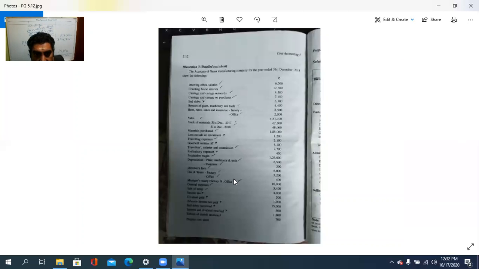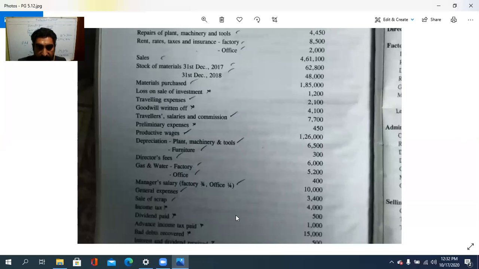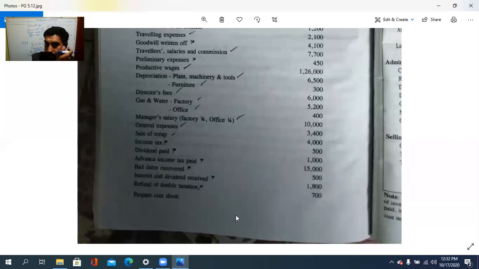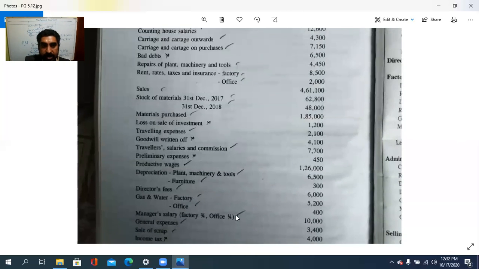Okay. See, there are non-financial items also, isn't it? See, income tax, dividend paid, advance income tax, bad debts recovered, interest and dividend received, refund of the double taxation. These are all wrong information. You need to remove it from this. Preliminary expenses, goodwill written off, these are all financial items. All financial items to be removed and only the cost items need to be taken care of.